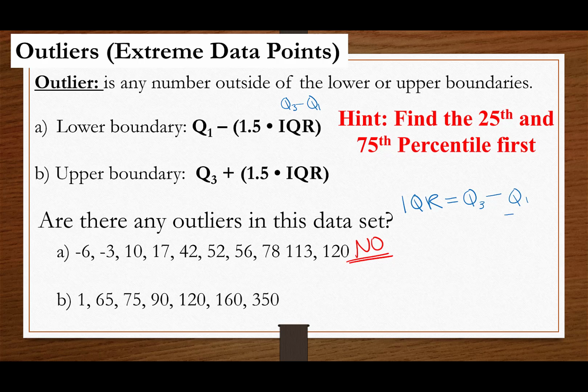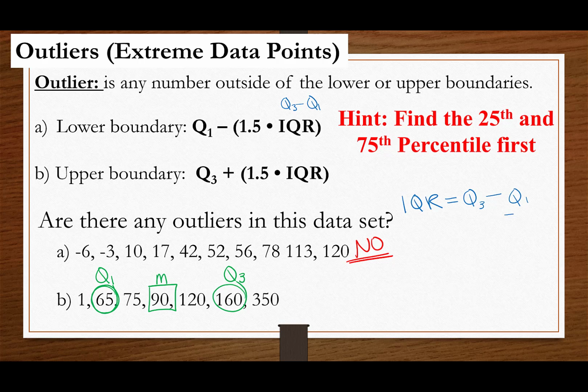We have the numbers 1, 65, 75, 90, 120, 160, and 350. Those numbers are in numerical order, so we can go ahead and start marking our median and then identify the 25th percentile and the 75th percentile. So because there are 7 data points, 90 is going to be our median. Because it's an actual value in the set of data, it's not going to be included in the lower half or the upper half. And so to identify the median of the lower half, it's going to be 65, so we'll call that Q1, and the median of the upper half is Q3.